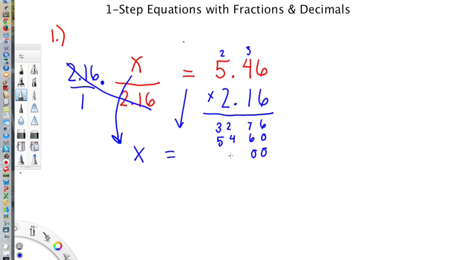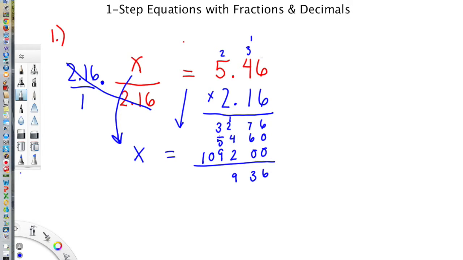2 times 6 is 12. Carry the 1. 2 times 4 is 8. Plus the 1 is 9. And then 2 times 5 is 10. We need to add all of this up. 6 plus 0 plus 0 is 6. 7 and 6 is 13. Carry the 1. 1 and 2 is 3. 3 plus 4 is 7. And 7 plus 2 is 9.